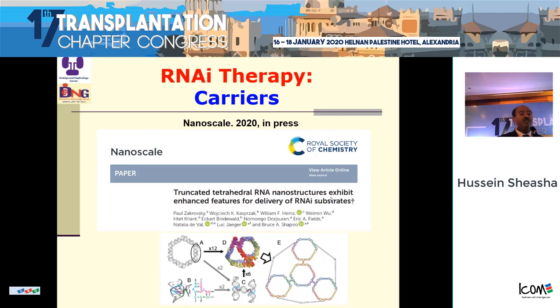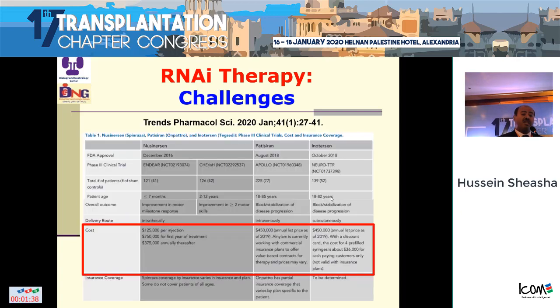We are waiting for more and more refinement of carriers, so this is nanoscale, and I think the most important challenge, as Professor Foda mentioned, is that eculizumab is very expensive. Here, these are 3 drugs. This drug, this RNA interference therapeutic, is used in spinal muscular atrophy. So it is approved, but the cost of treatment is heroic.